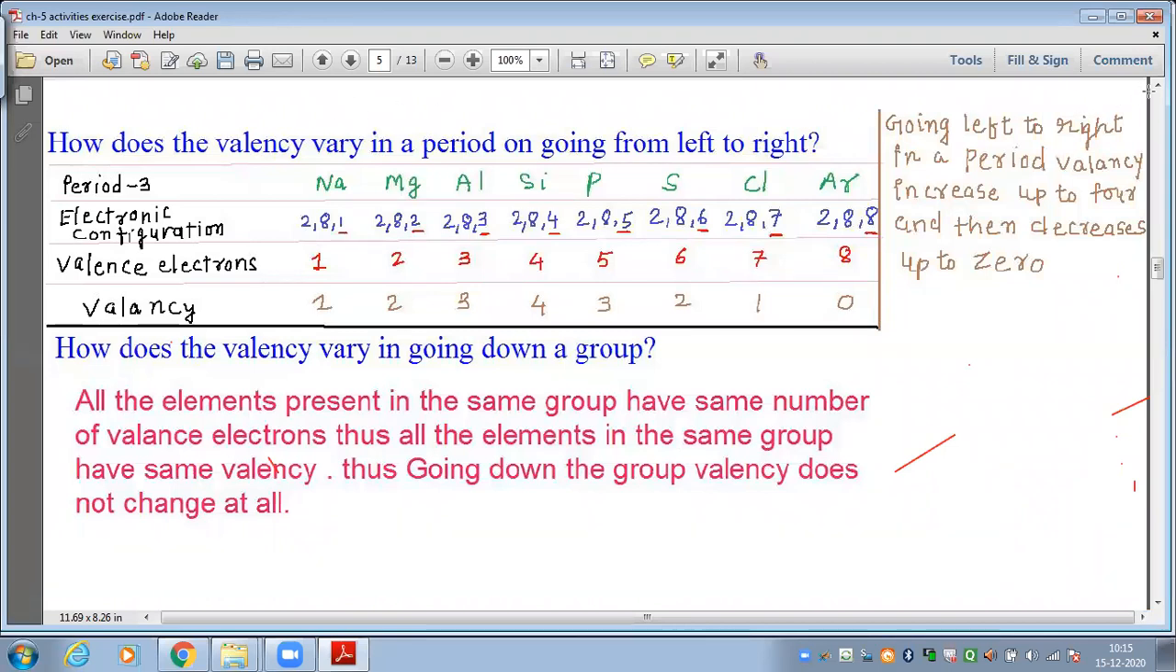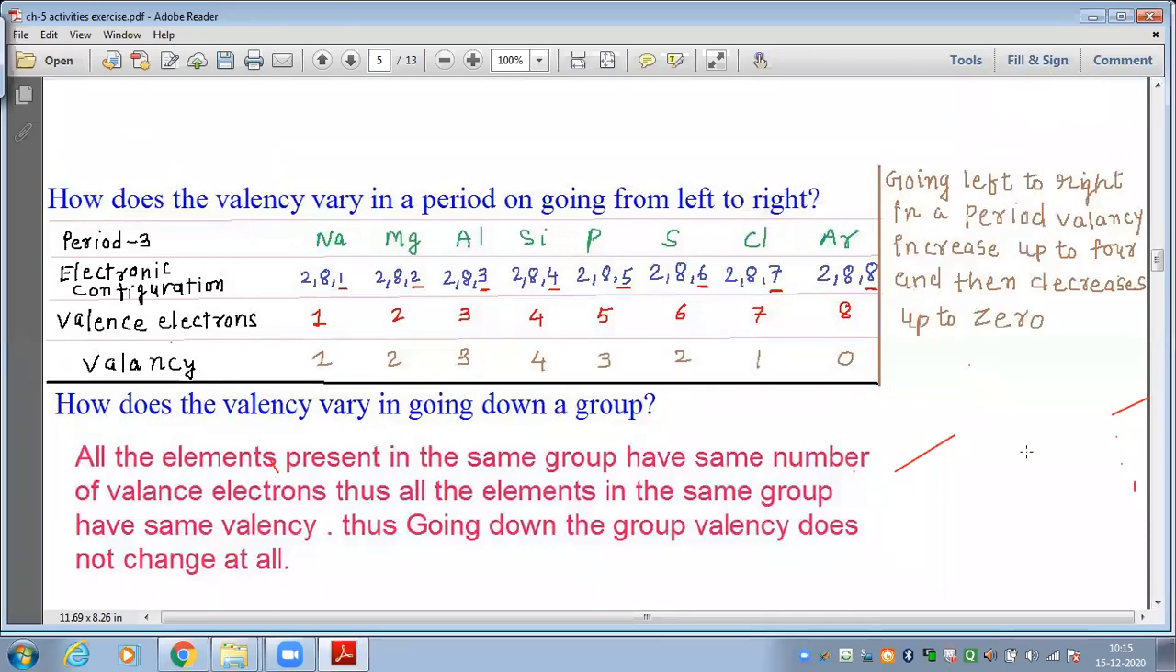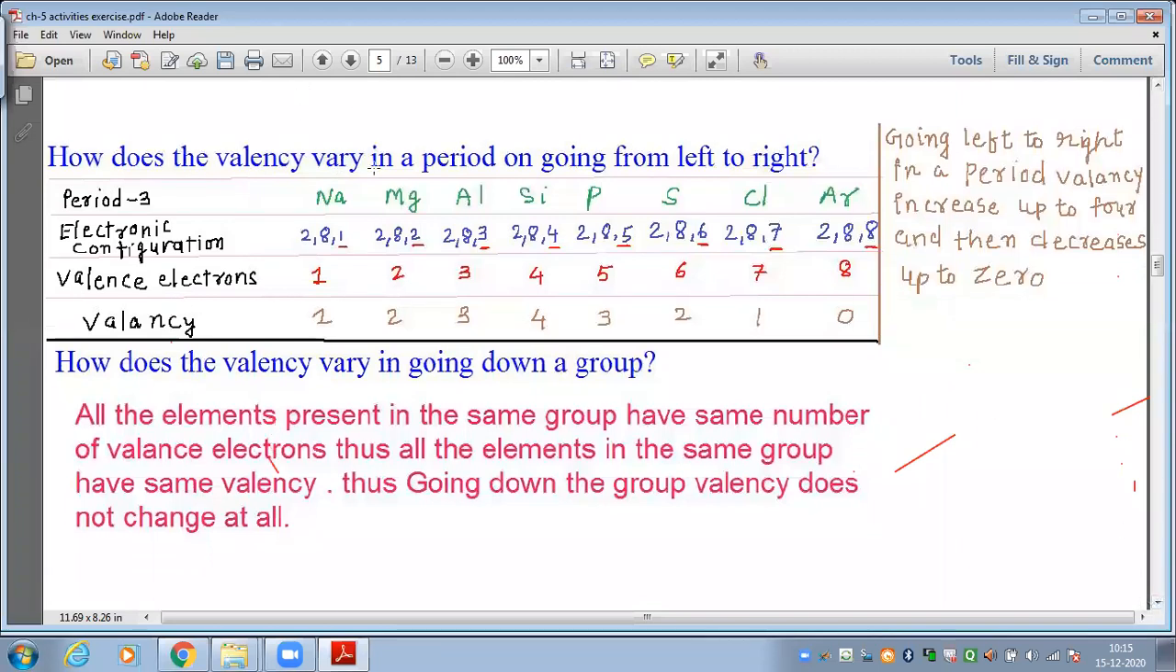Now, my dear students, we want to understand the next activity, which asks the question: how does the valency vary in a period on going from left to right? So suppose we think of period number 3 and we are going left to right, so we will move from sodium to magnesium to aluminum to silicon to phosphorus to sulfur to chlorine to argon. Let us write their electronic configuration and find out their number of valence electrons. So sodium has 1, magnesium has 2, aluminum has 3, silicon has 4, phosphorus 5, sulfur 6, chlorine 7, and argon 8.